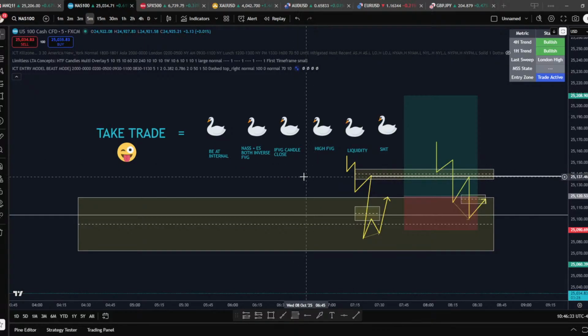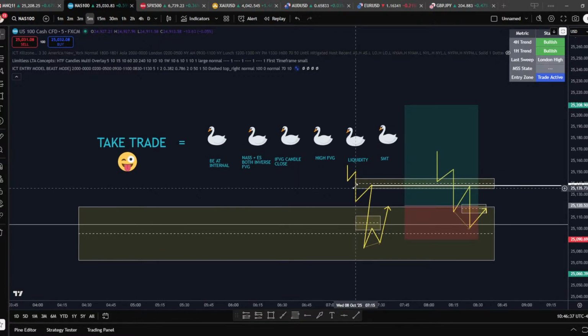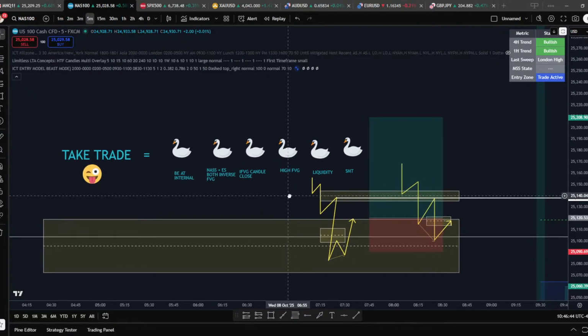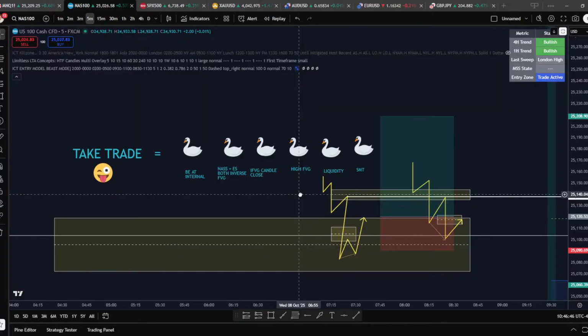I hope that whoever sees this on repeat and wants to learn a very simple strategy, that this is something, yeah. Your ducks need to be in a row.